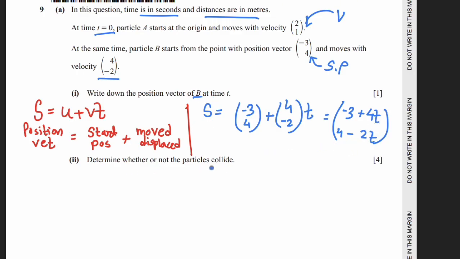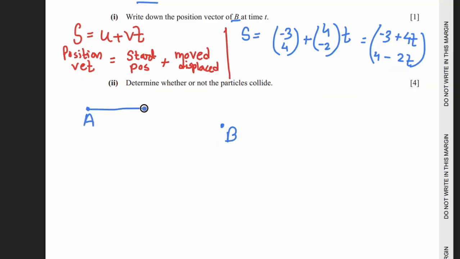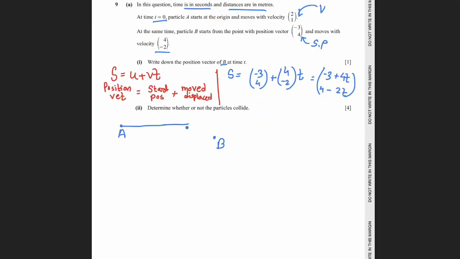Determine whether or not the particles collide. Now, for the particles to collide, their position vector has to be the same at the same time, which means if we have A here and if we have B here, when it is moving, and at a certain point, suppose tC, collision, this is the point, and B is moving, at tC, at the same time they collide. And when they collide, their position vectors are the same. So this is how they collide. And here t is equal to t collision.